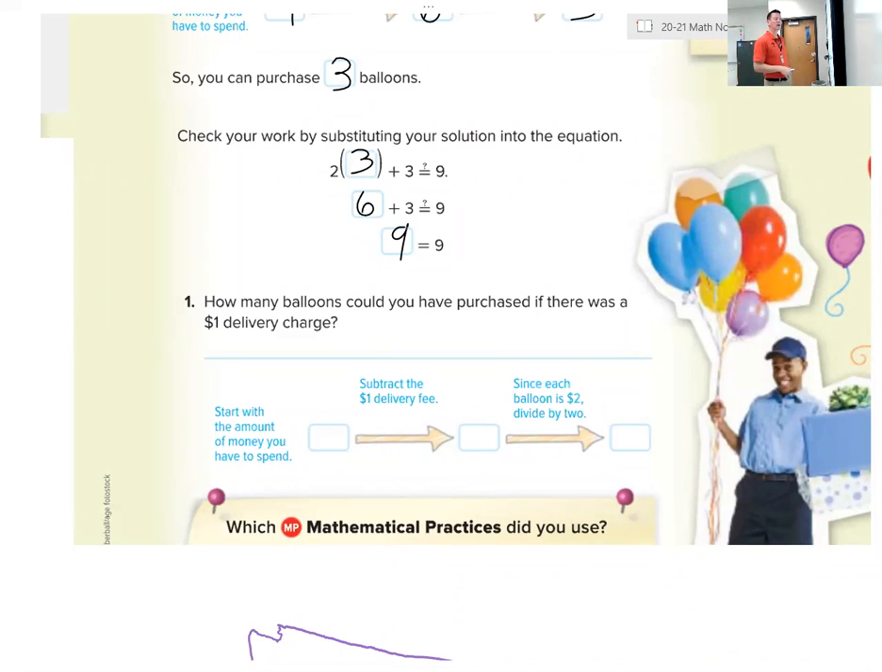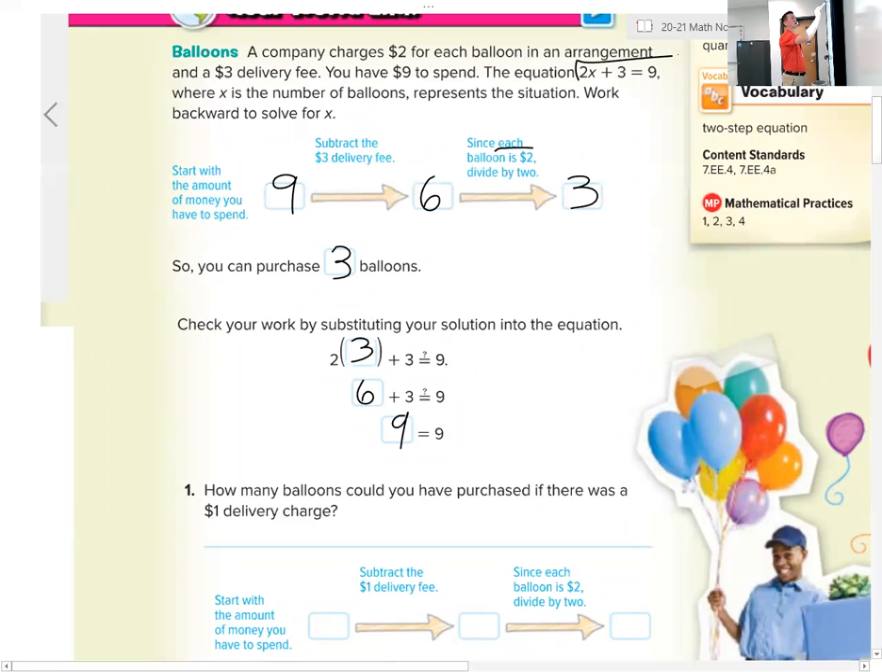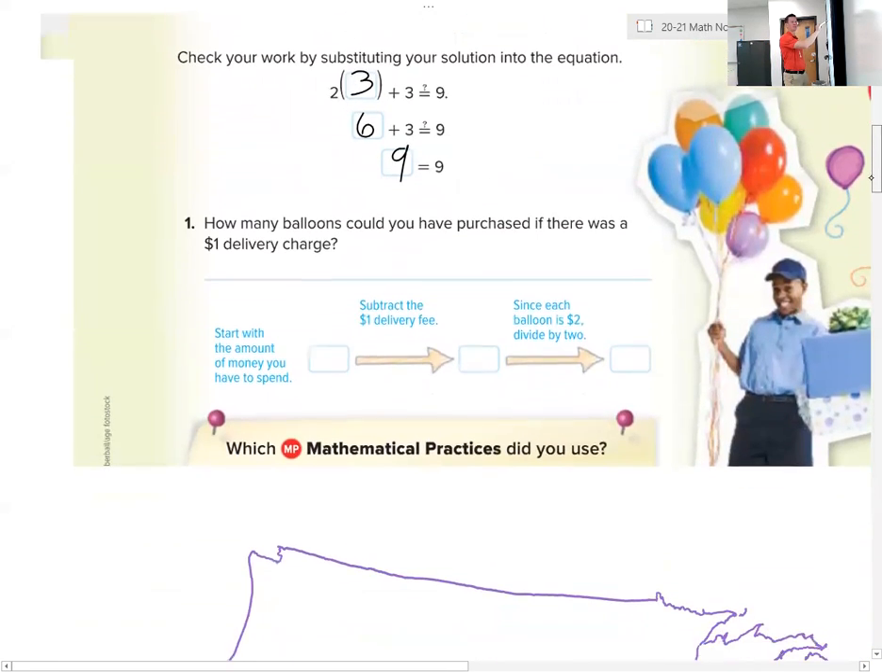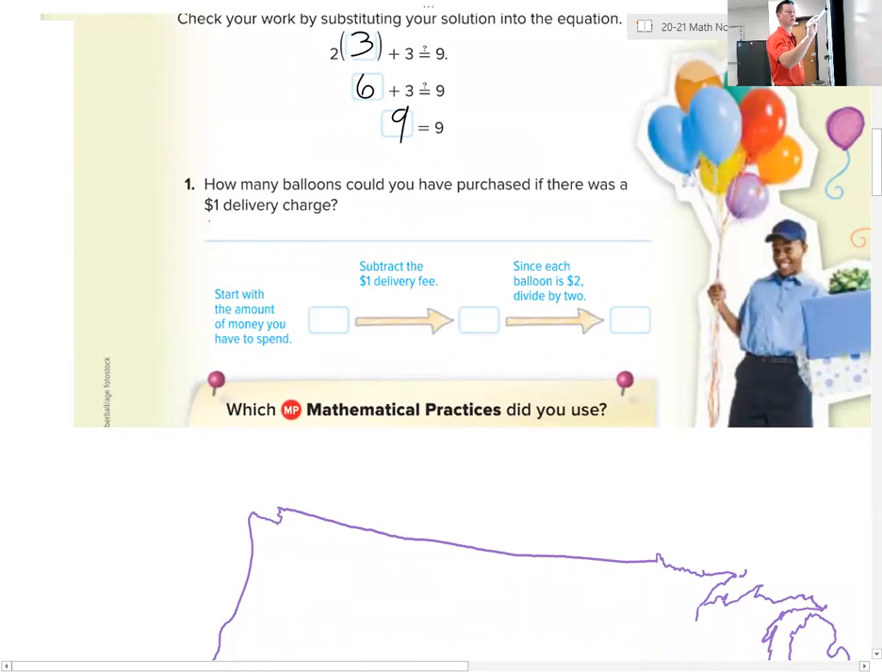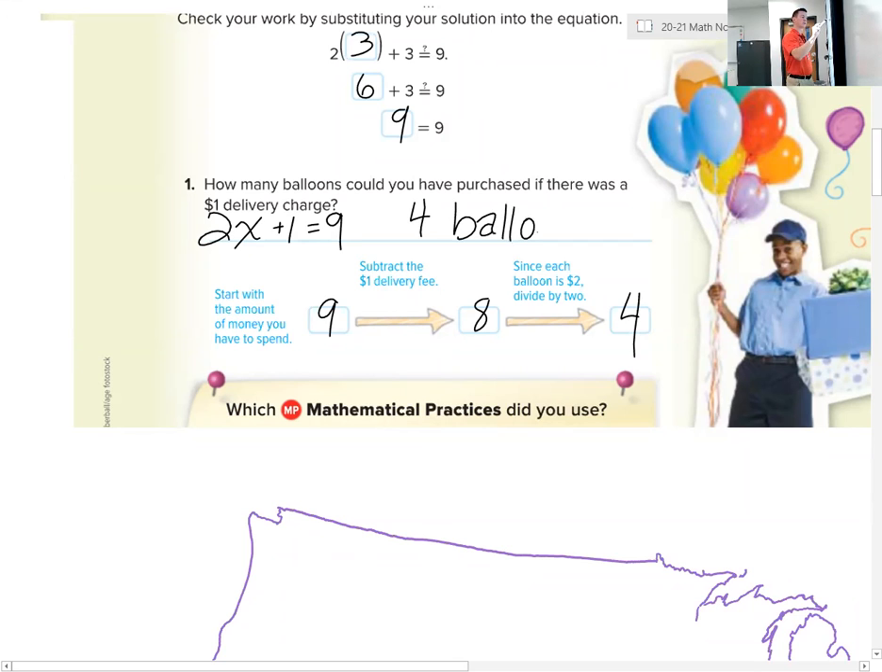This isn't real life. How many balloons could you have purchased if there was a $1 delivery charge? So if I were to look back at that, this is our equation here, and the $3 was the delivery fee. So now we're just going to do 2x plus 1 equals 9. Start with the amount of money you have to spend. I have $9. There's only a $1 delivery fee. Since each balloon costs $2, we're going to divide by 2, so we have 4. We can buy 4 balloons.